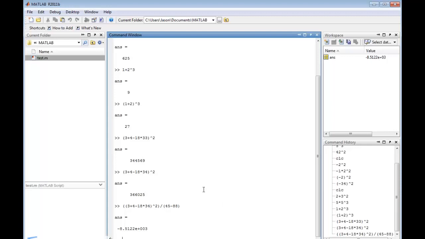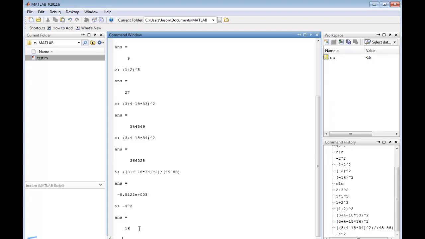It's just that when you type everything in, you just need to be careful, especially when you do things like -4 to the second power. You expect a positive number, it gives you a negative number. So make sure that you understand that.